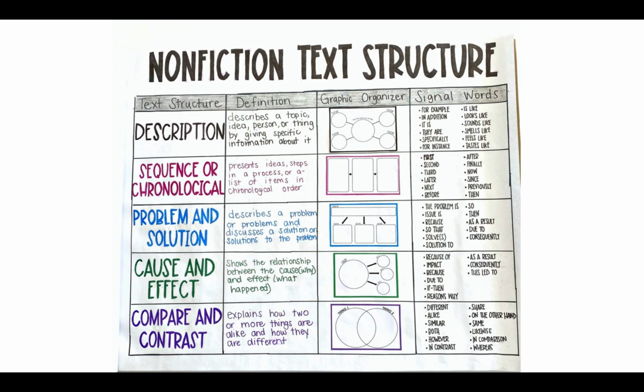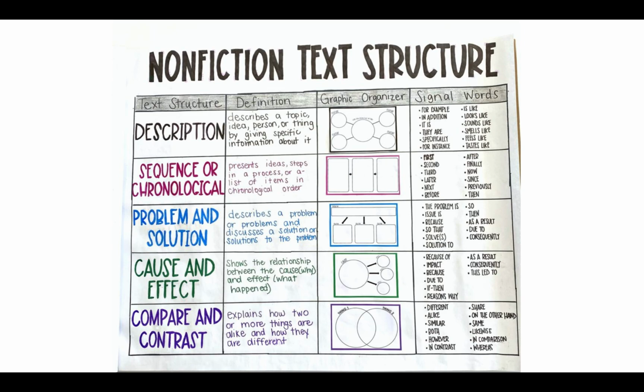Depending on how they structure their text, it really depends on what they want to communicate. So if they want to communicate a problem and then what the solutions are, they're going to use the structure of a problem and a solution. If they want to describe something that happens in a specific order, they're going to use the structure of a sequence or chronological. So it's really important that we're thinking about that.